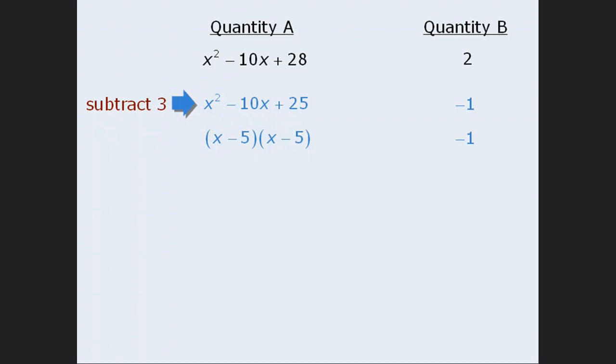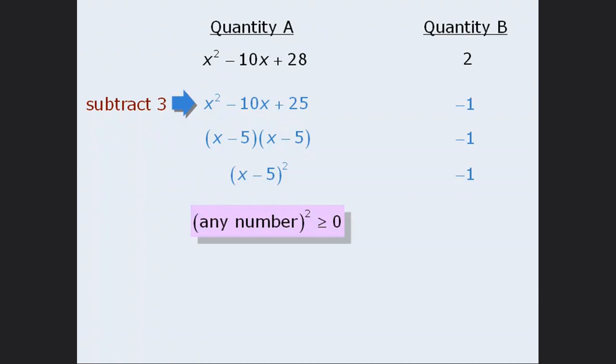Now from here, we can rewrite quantity A as x minus 5 all squared. Since the square of any value is always greater than or equal to 0, we know that quantity A must be greater than -1, which means the correct answer here is A.